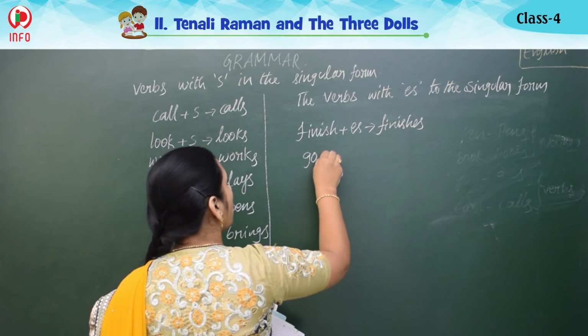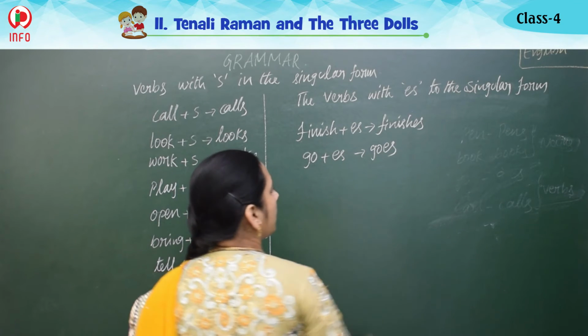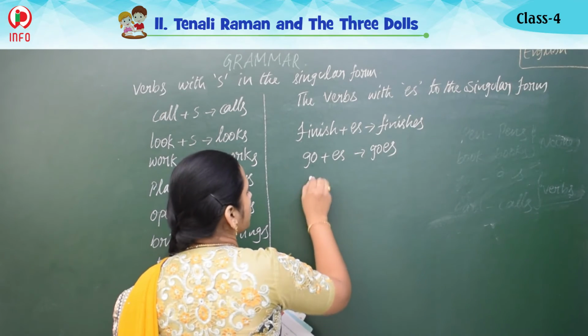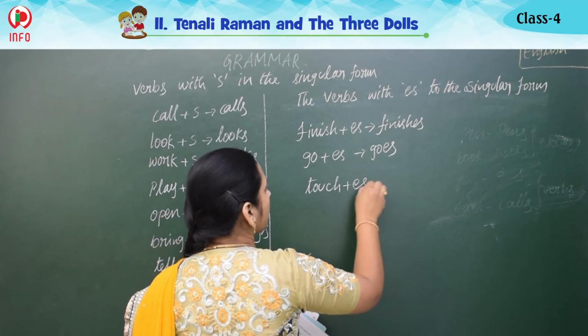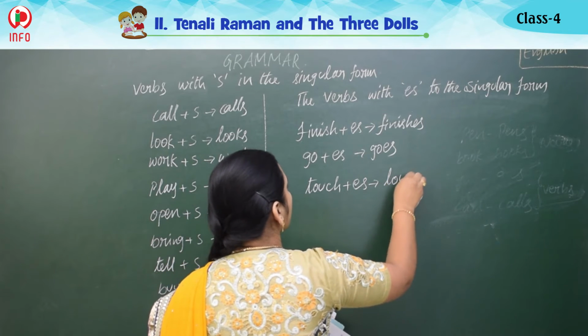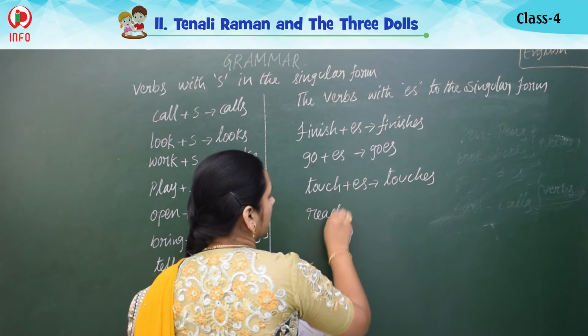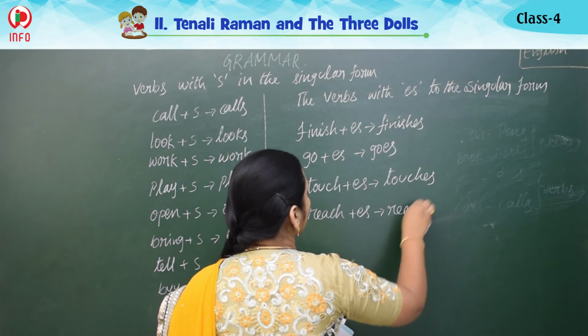You got just now go, then we should add es only. Right, go, goes. And next, touch. For this we should add es only, then it becomes touches. And reach. For this we get the es form, then it becomes reaches.